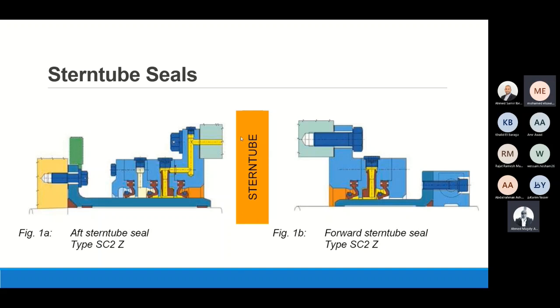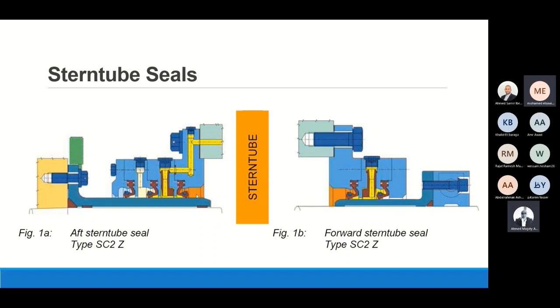So this area in between is the stern tube. It is not shown here. So you have the aft seal, and you have the forward seal. The aft seal will be made of three seals or sometimes four seals. Two seals will be directed outside to protect from the water. Normally, we call it a lip seal.